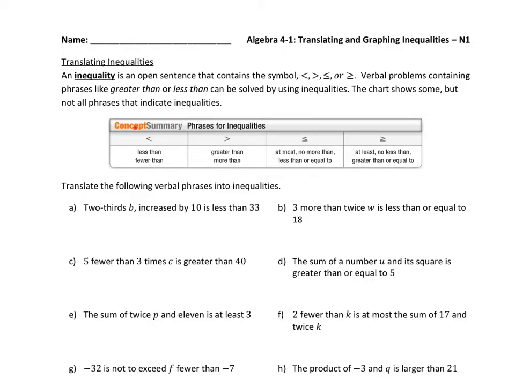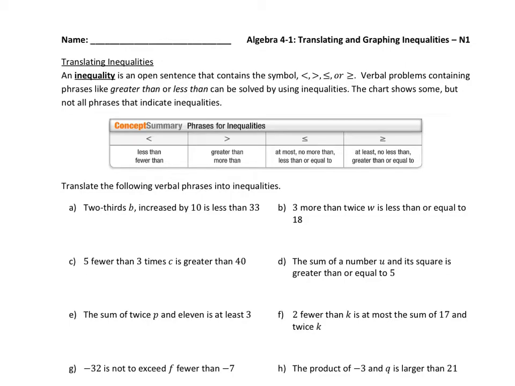So the symbol is less than, which can be less than or fewer than. Our next symbol is greater than or more than. Less than or equal to could also be at most or no more than. Greater than or equal to can also be at least or no less than. Again, these are just some of the common ones, but not all of them.